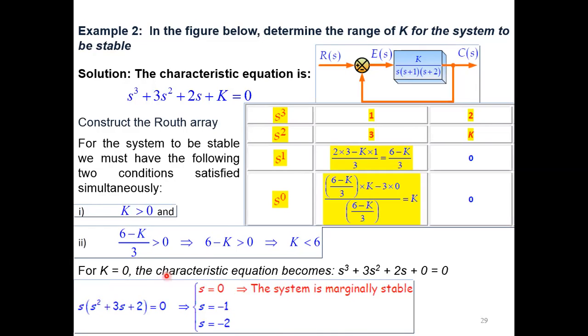For k exactly equal to 0, the characteristic equation becomes equal to 0, and then solving we get that the pole is at the origin. That means the system is marginally stable for k equal to 0.